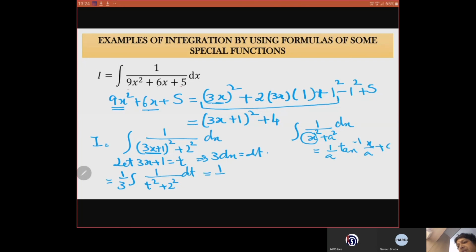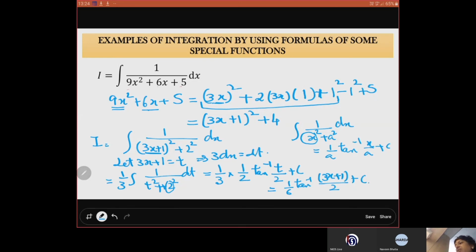So this is nothing but 1 by 3. Applying the formula 1 by a, where a is the square root of the constant, so 1 by a here becomes 1 by 2 tan inverse t by 2 plus c, that is, 1 by 6 tan inverse of t, which is 3x plus 1, by 2 plus c would be your answer. Right? So I hope you have understood some methods of indefinite integrals.